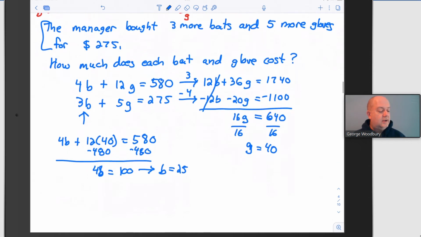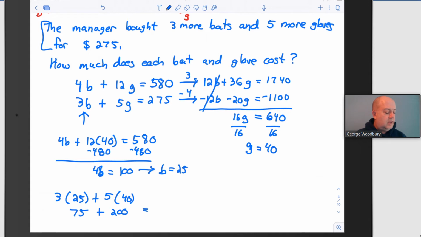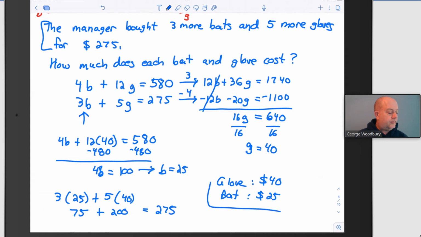I can check the second purchase with these two values to make sure that I have this right. 3 bats at $25 each, plus 5 more gloves at $40 each. That's equal to 75 plus 200, and together that totals to be $275, which is what it says. So each glove costs $40, each bat $25.